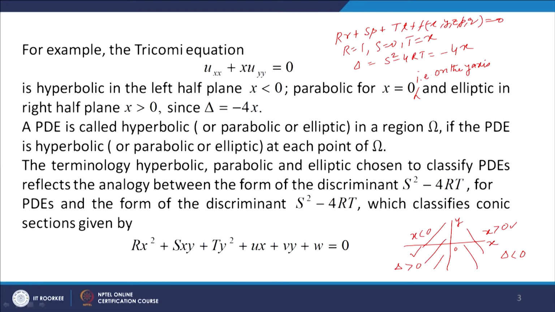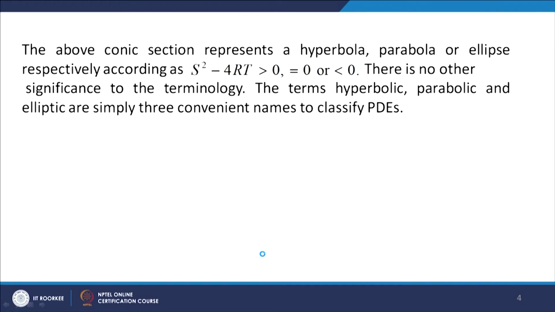So, by analogy, we call the given PDE of second order hyperbolic, parabolic or elliptic according as S square minus 4RT is greater than 0, equal to 0 or less than 0. The above conic section represents a hyperbola, parabola or ellipse respectively according as S square minus 4RT is greater than 0, equal to 0 or less than 0. So, this is the reason why we have called the given PDE of second order hyperbolic, parabolic or elliptic. The terms hyperbolic, parabolic, elliptic are simply three convenient names to classify PDEs. There is no other significance to this terminology.